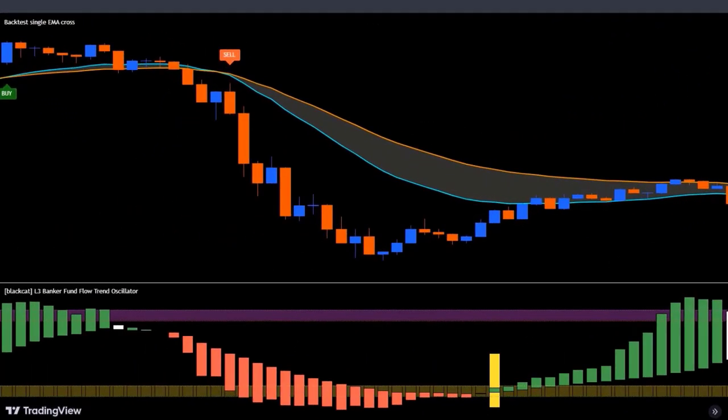Now look at one more short example for full clarity. Now look at the chart, it gives a sell signal and the price should be below the crossover. See the second indicator, banker fund flow, value is below the 20 levels.